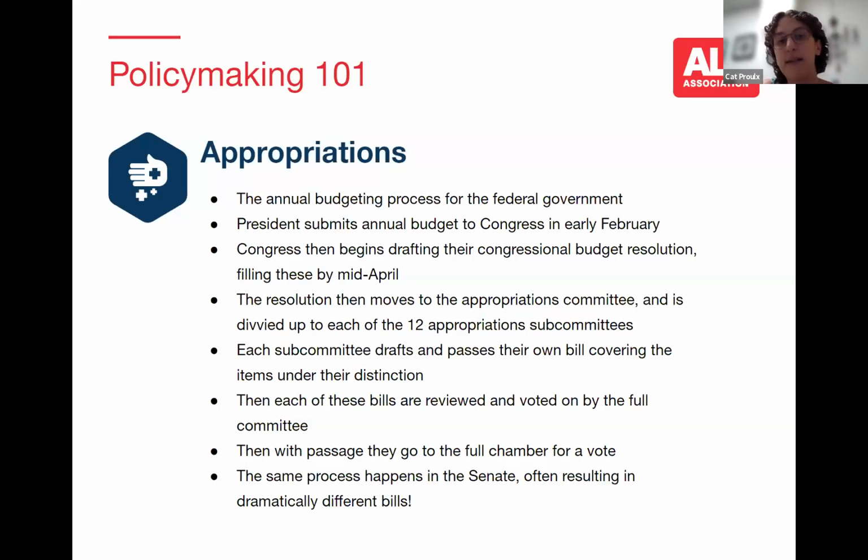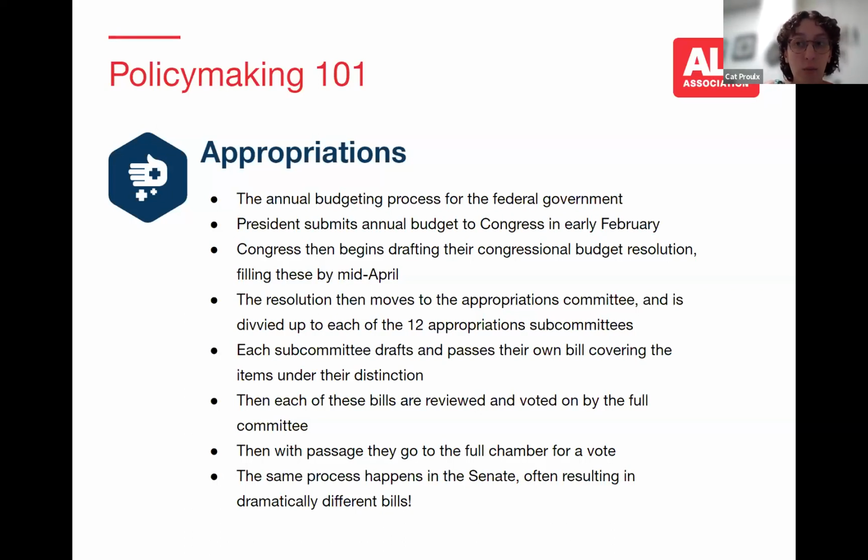So once that subcommittee staff is done drafting that appropriations bill for their group of funding programs that they're looking at, they bring that bill up to the subcommittee for a vote. And if that passes, then that bill is taken up by the full Appropriations Committee. And often that is coming with several amendments to that bill. And once it passes through the committee, it's then moving on to Congress to be passed by Congress. And this process works in identical fashion in both the House and the Senate.